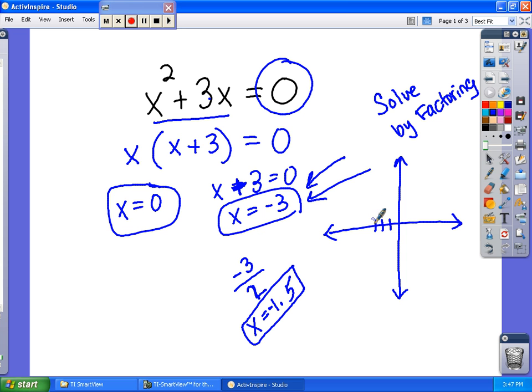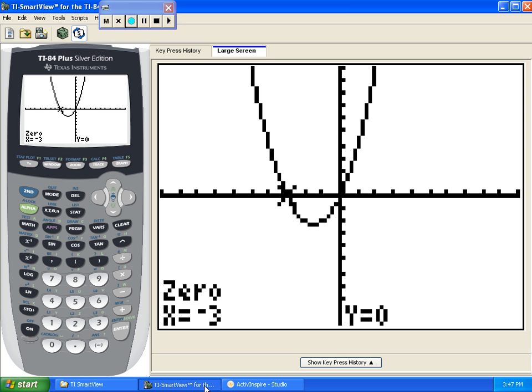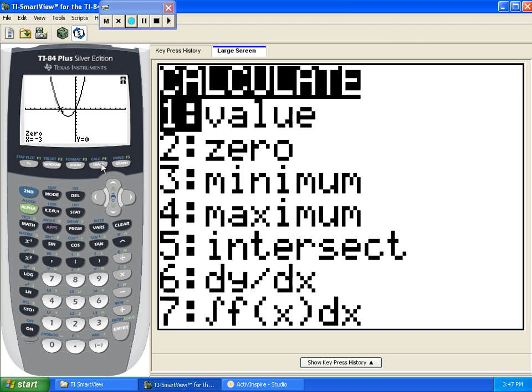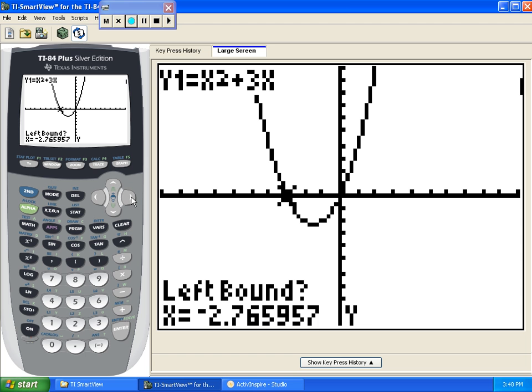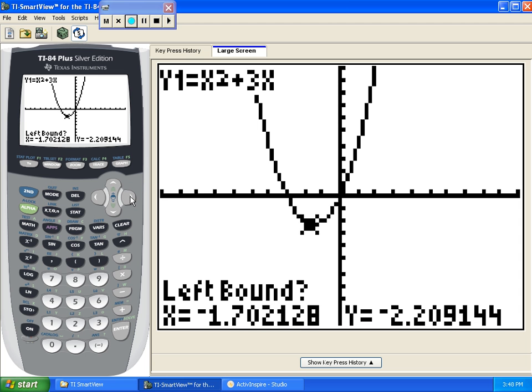So it crosses at -3, and the other answer should equal 0, but let's go back and double check it. So I go second, calculate. It's the 0, so number 2. So left bound would mean, actually, if I'm moving to the right, I'm now moving up the parabola that way. So left bound would be before it hits the x-axis. So I'm going to go a little more to the right, about here, maybe go down a little bit. There you go. Hit enter.